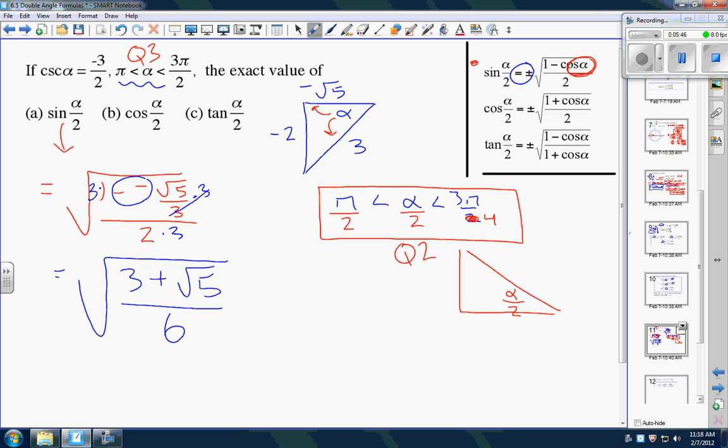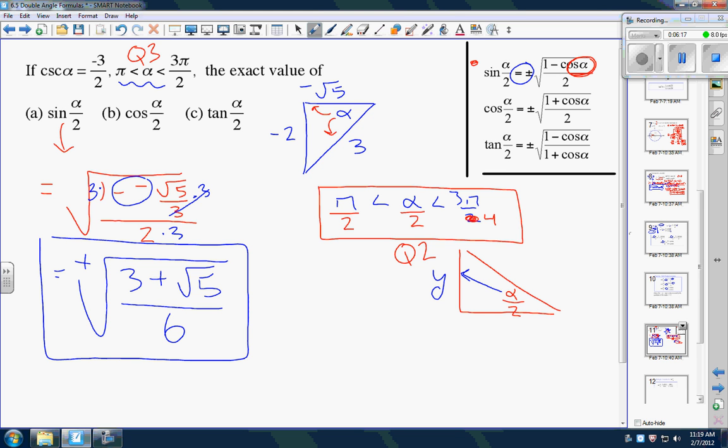Okay, so alpha over 2 is in quadrant 2. If we're trying to do the sine of that, it's a positive y, so we're going to leave this guy positive. If you want to put a big plus sign there so you recognize that you've taken that step, then go ahead and do that. Okay, and that's it. Leave your answer like that.